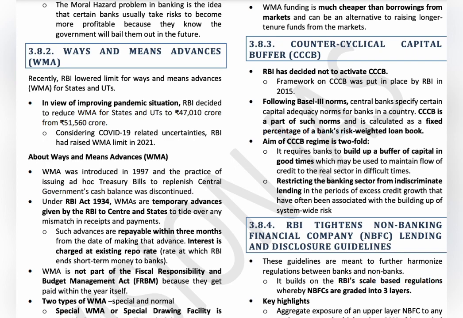So when there is a mismatch between receipts and payments, then to settle it, the central bank asks money from the RBI, called ways and means advances.